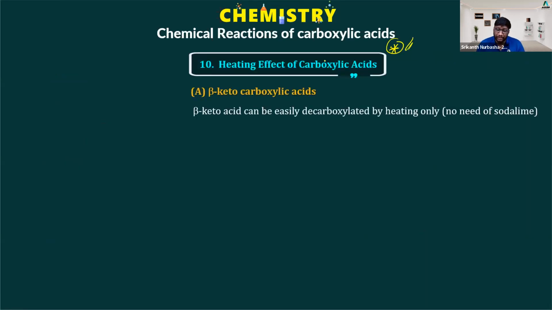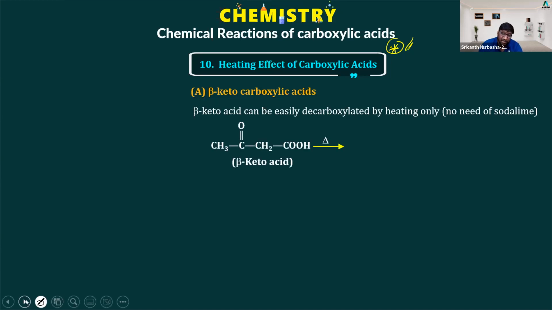Next comes the heating effect of carboxylic acids. This is what we are discussing. First one is beta keto carboxylic acids. Beta keto carboxylic acids, whenever you try to heat, what is going to happen? Beta keto and beta gamma unsaturated carboxylic acids, they will undergo decarboxylation just by heating, and it will lead to the formation of respective alkanes or derivatives of alkane.